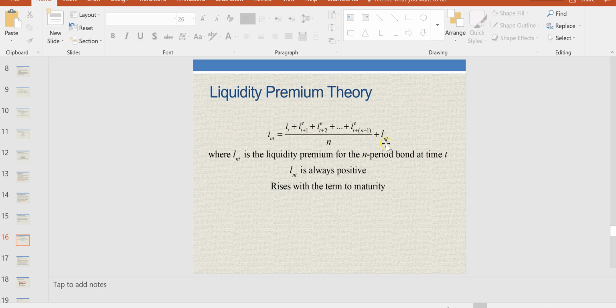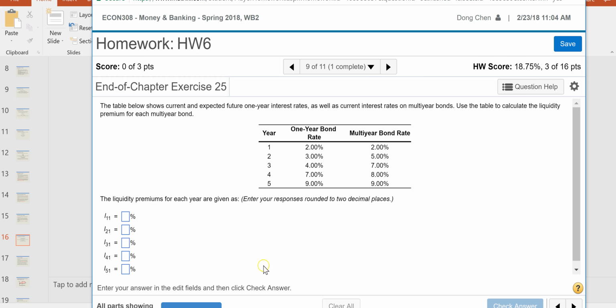So the question here is about how to come up with this liquidity premium, because we are given a series of short-term bond interest rates. We are also provided with this long-term bond annual interest rate. If you look at this chart, this multi-year bond rate refers to that INT, the annual long-term interest rate. So how do we calculate this liquidity premium?